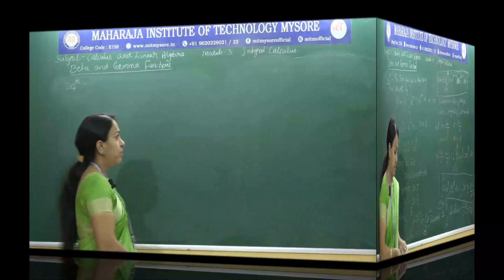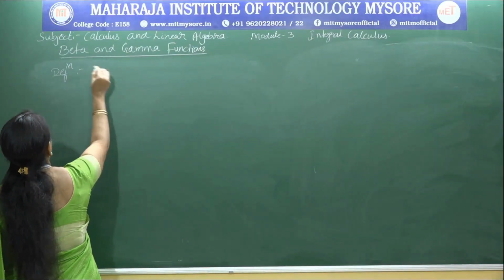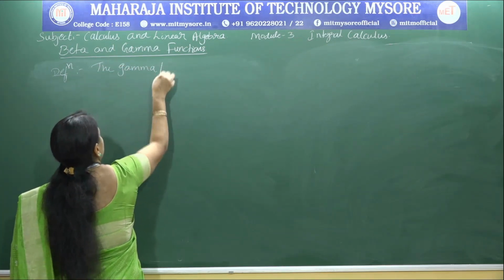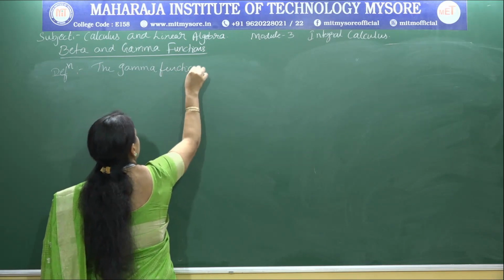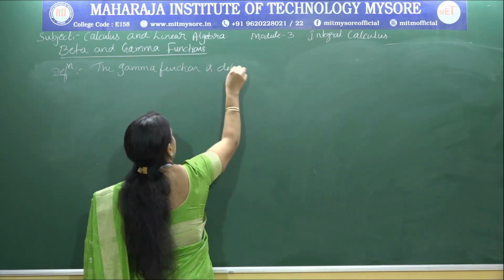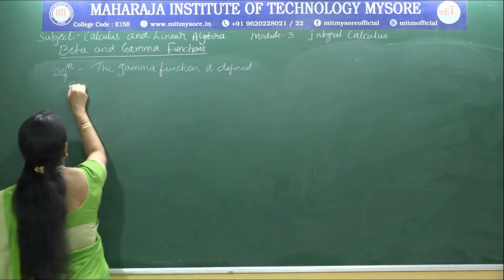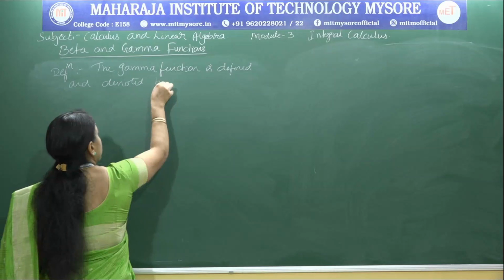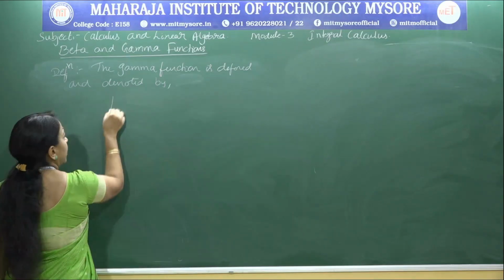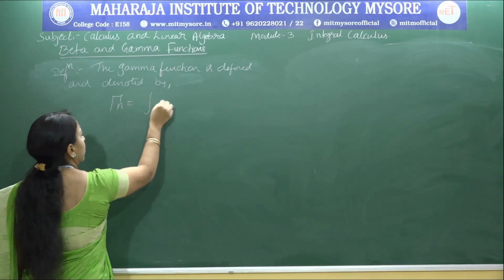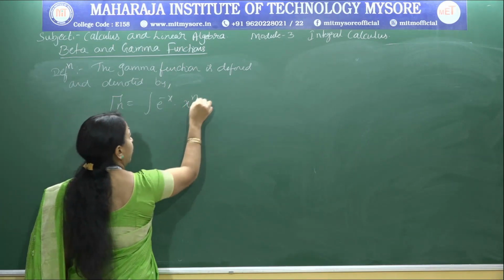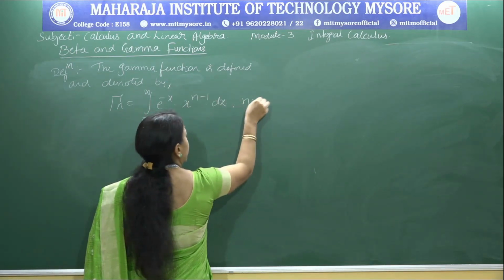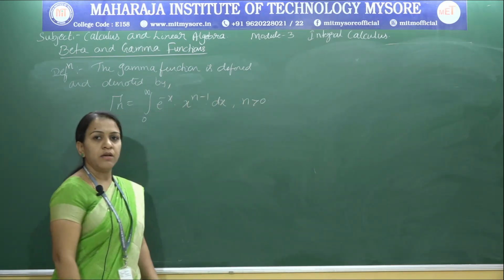Let me define the gamma function. The gamma function is defined and denoted by gamma n is equal to the integral of e power minus x into x to the power of n minus 1 dx between the limits 0 to infinity, where n is greater than 0.